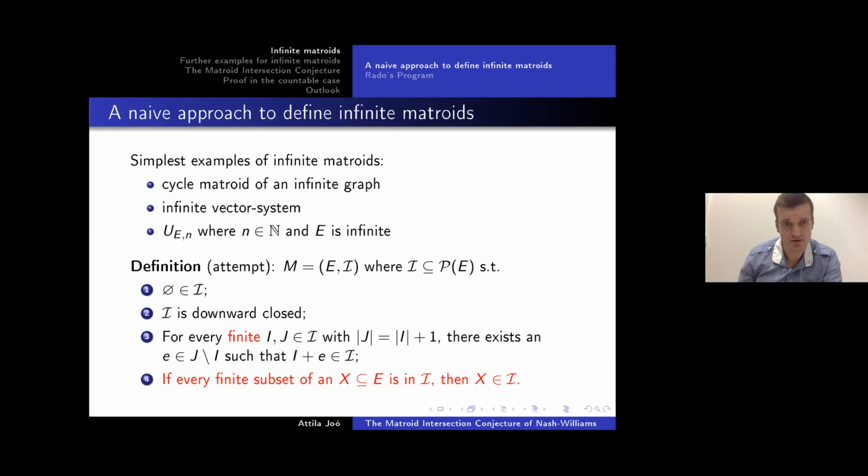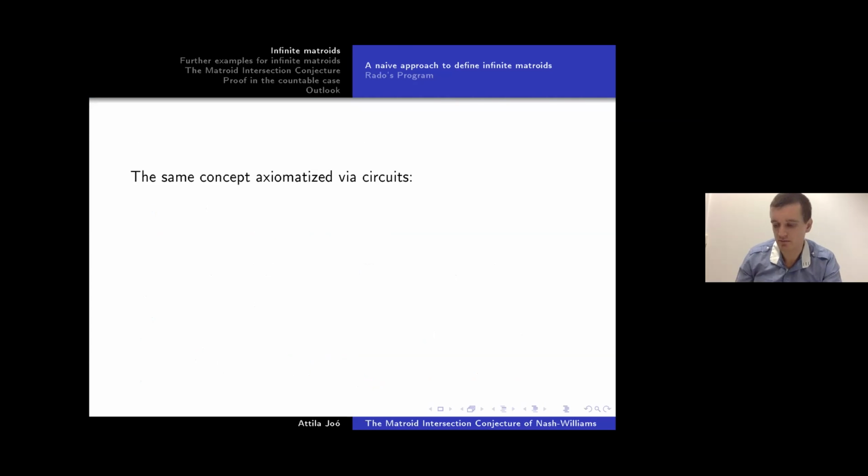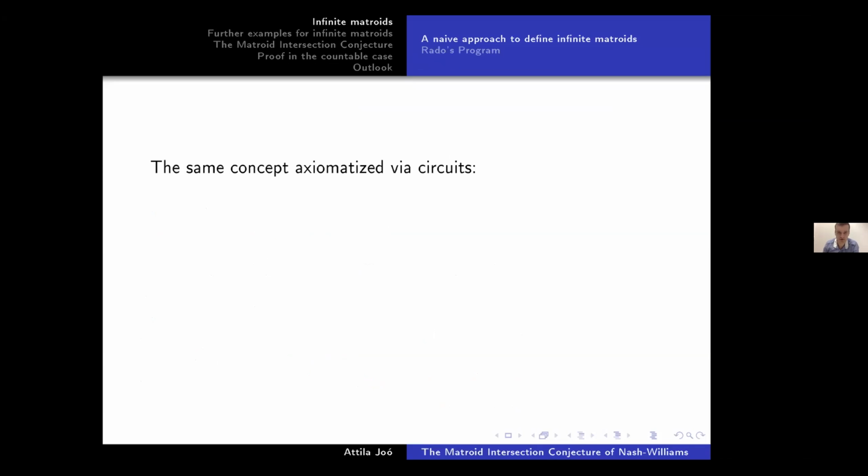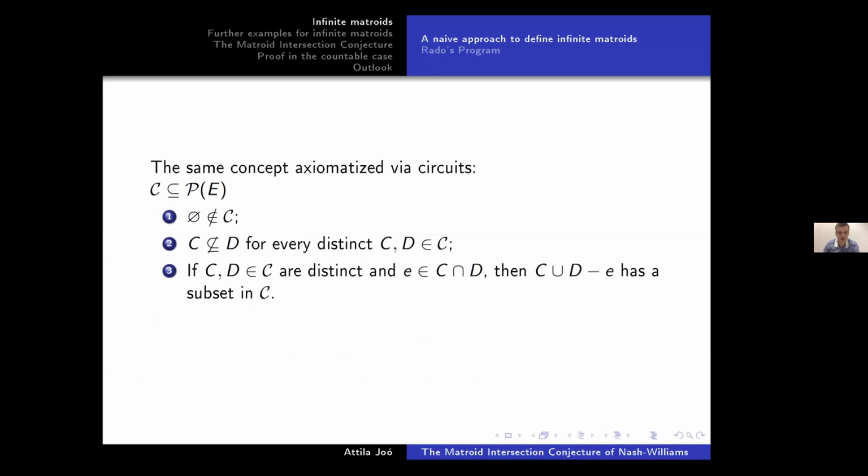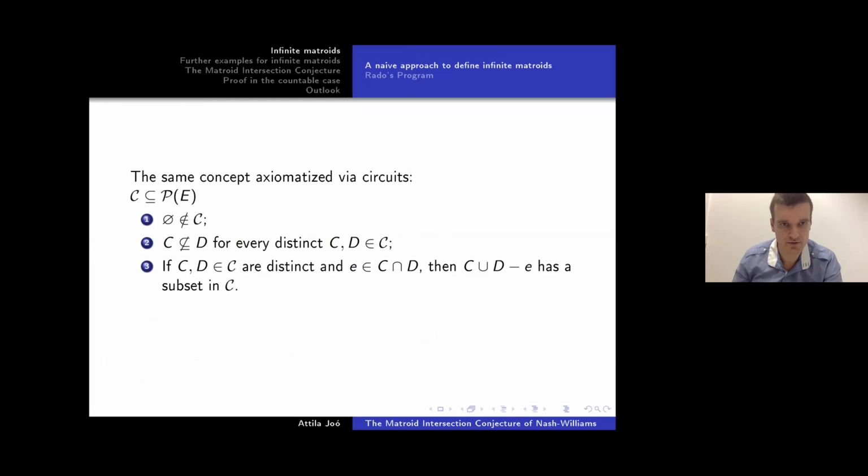Let me tell also the same axiomatization in the language of circuits, where it will be even more obvious how close this is to the finite matroid theory. So we have basically the usual axioms for finite matroids, and we have an extra axiom that all the circuits are finite, and we drop the assumption that the ground set is finite.